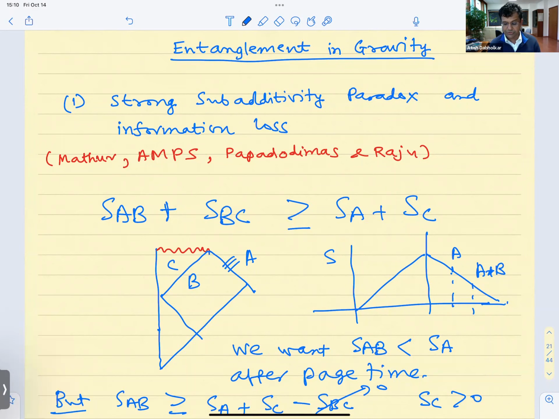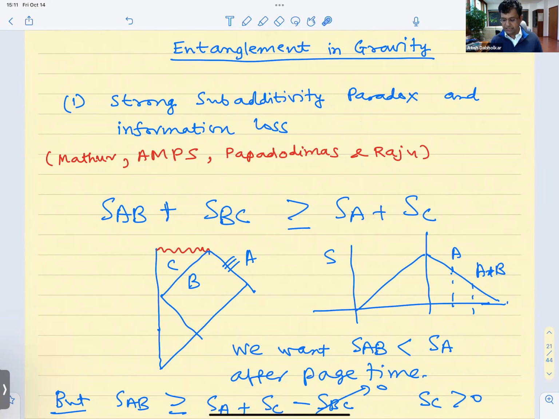But in the gravitational context also, entanglement entropy, even though it is divergent, has come to play an important role in a number of contexts. And I will just mention three. One is the strong subadditivity paradox, first formulated by Mathur and then Almheiri et al., and also elaborated by Papadodimas and Raju, which basically uses the fact that if you have Hawking radiation coming out here, system A, and there is a Hawking quanta near the horizon, system B, and the Hawking quanta inside the black hole is system C, then there is this strong subadditivity inequality.